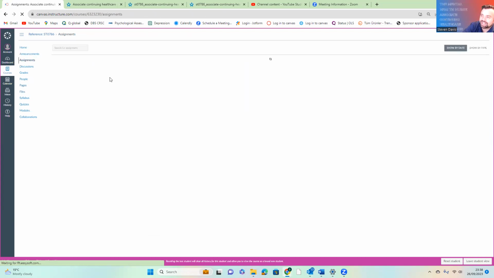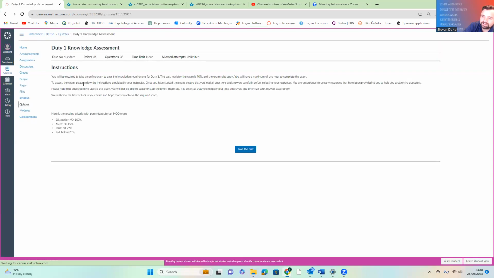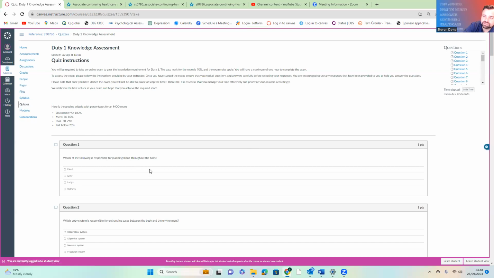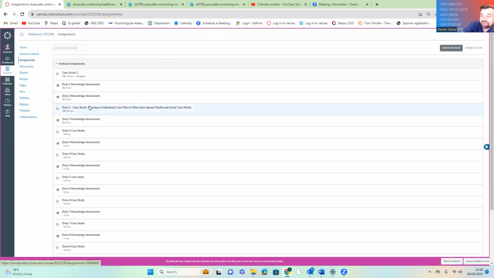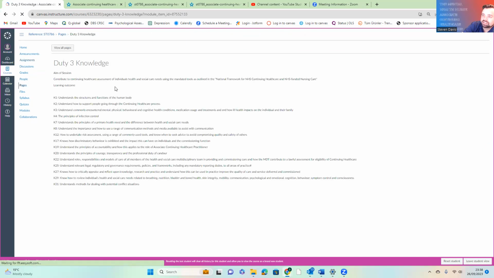You'll then get to your first assessment, and you can see you've got 35 questions to answer. You just take the quiz, do the questions, which are multiple choice. So there you go: which of the following is responsible for pumping blood through the body? Heart, liver, lungs, kidneys. It refers to K1. Nothing too difficult there. You'll do those questions, and then you'll go into your case studies. Here are the case studies. You're going to read the case study and go through the care plan.